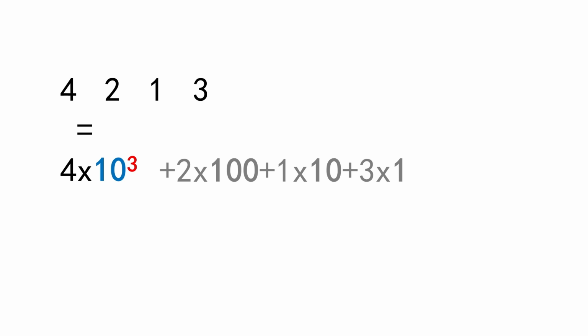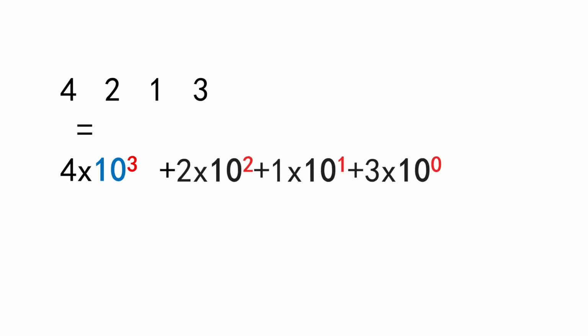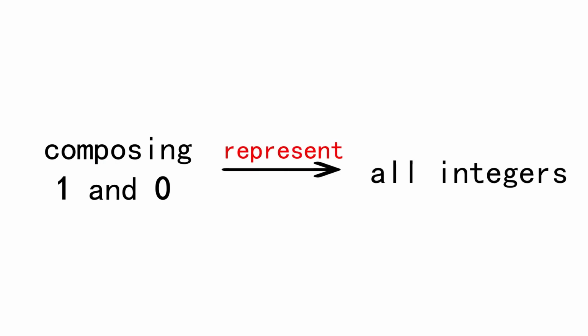Using the same idea, the other digits represent how many 10 squared, 10 to the power of 1, and 10 to the power of 0 are in the number. Now here is an interesting question. Can we represent all integers using only two symbols? Just 0 and 1? The answer is yes. And this is exactly how computers store numbers.